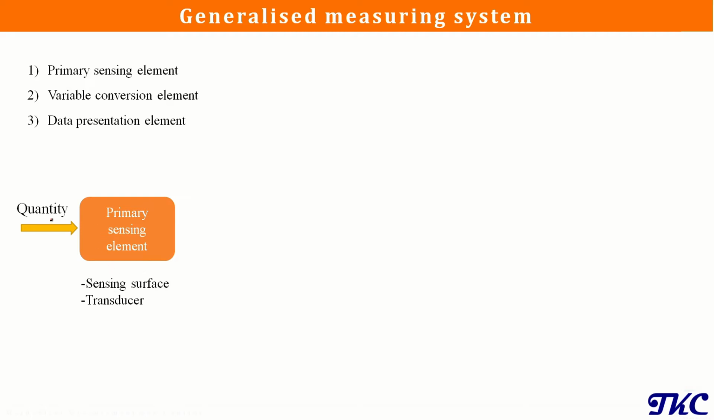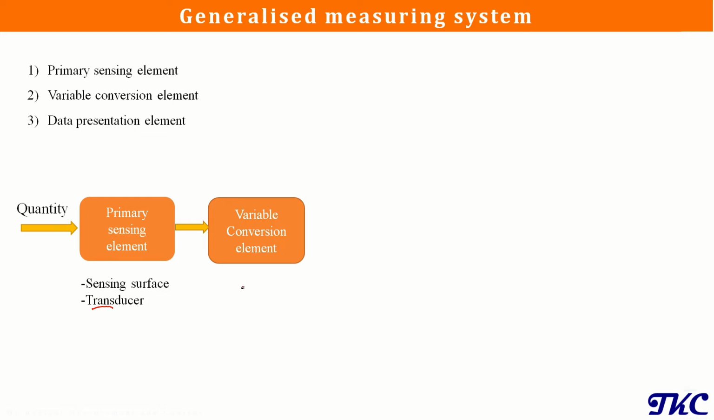It is possible that the quantity that we are sensing with the help of the sensing surface may not be an electrical quantity. So in order to convert that into an electrical quantity, we will have a transducer. We can define a transducer as an element which can convert one form of energy into another form. Mostly in the mechanical field, what we require is sensing of a quantity and then converting it into an electrical signal, and that we do by using this transducer element. Once we have the electrical signal, it will be sent to a variable conversion element.